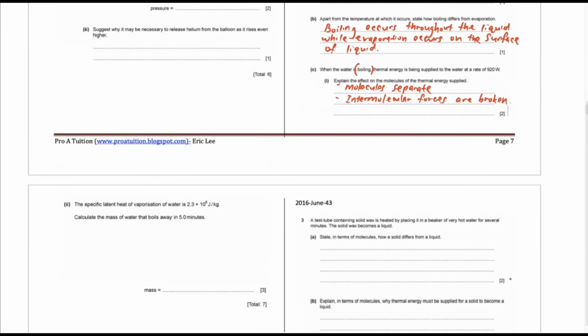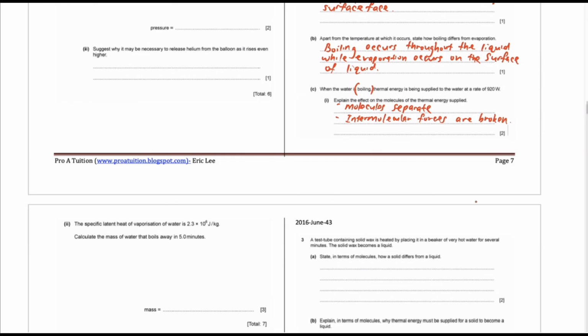Sir, I still don't understand question C1. Can you explain? Okay. You see the question again. Explain the effect on the molecules. What happens to the molecules when thermal energy is supplied to the water to make the water boil? Oh, so the thermal energy supplied is what makes the water boil. Yeah, it can be from a heater and all that. So during boiling, what happens to the molecules? Oh, okay, understand, sir. The molecules separate, and the intermolecular forces are broken.